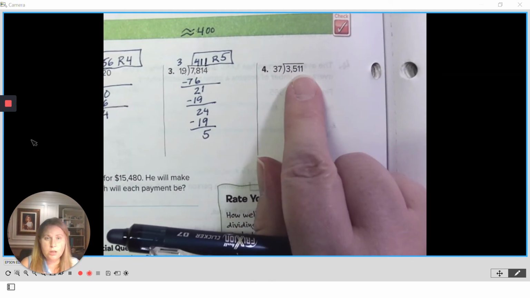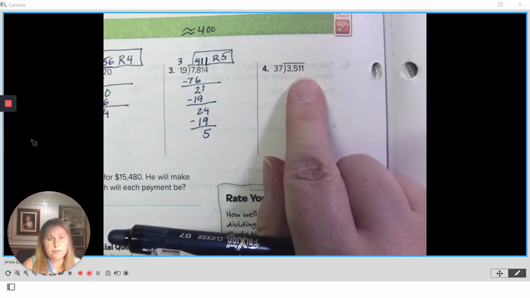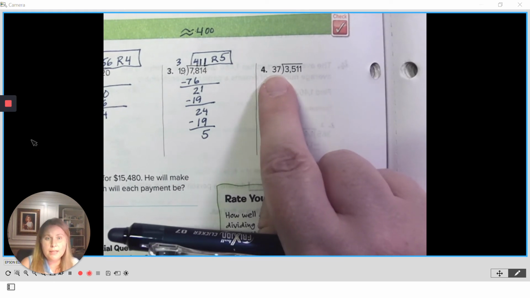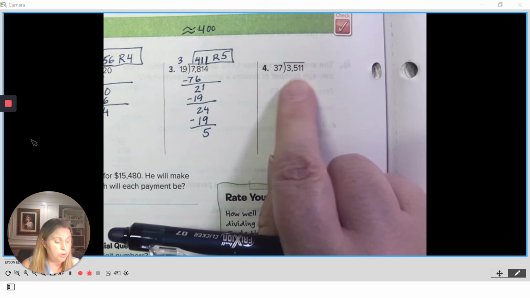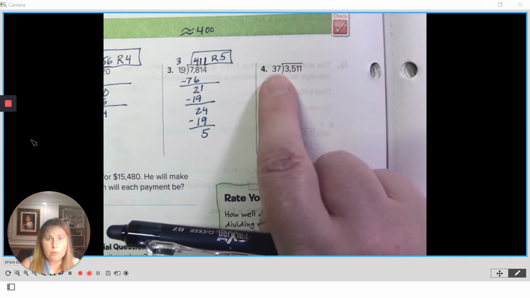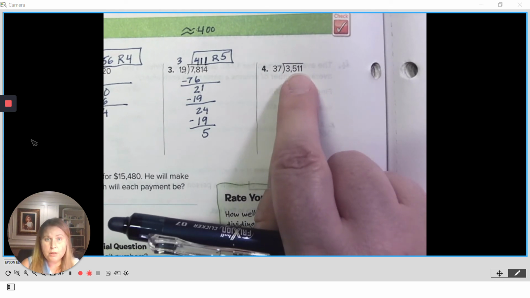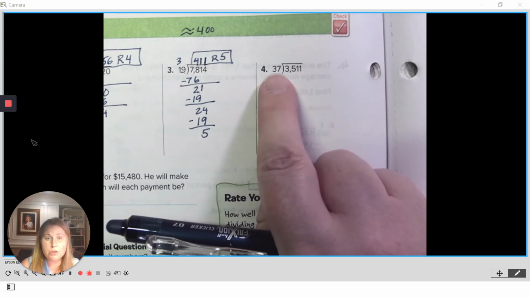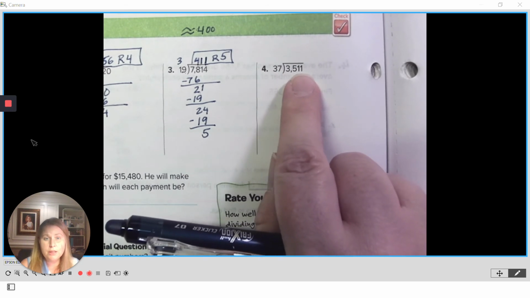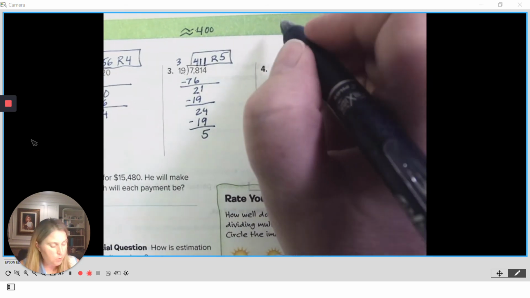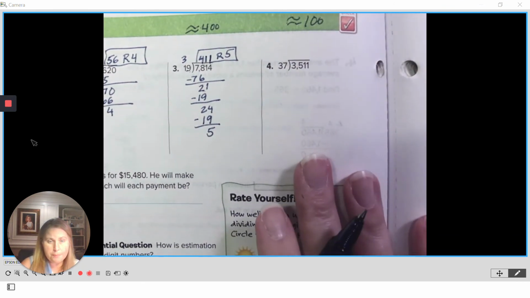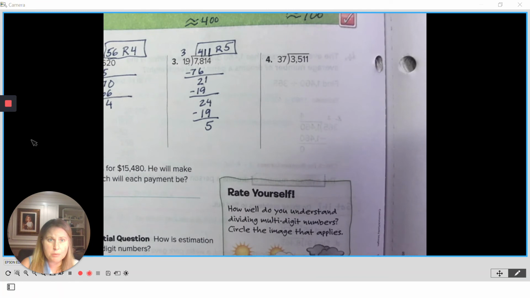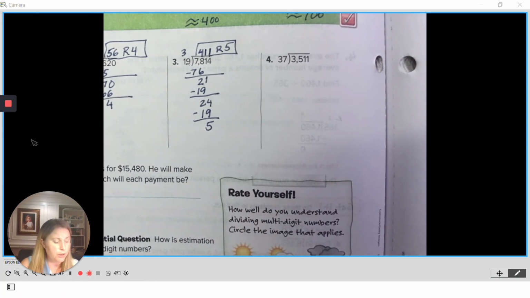37, and we're dividing it into 3,511. So if I rounded that to 35 and this to 3,500, that's going to go in about 100 times. Okay, so our answer should be close to 100 for number 4. Okay, so we're just going to check that estimation helps us to make sure we're reasonable with our answers.